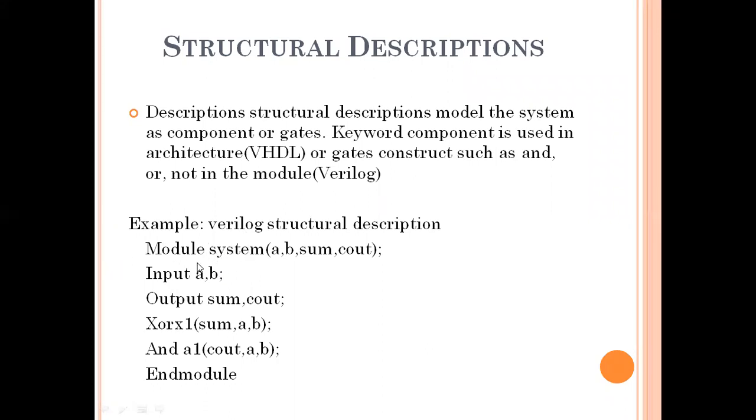Again, first write down the keyword module. This is the name of the structural description. This is the system, right? All the input and output signals, semicolon. A, B are declared as inputs and sum and C out signals are declared as outputs, right? Now first here, this is the component declaration, right? So this is XOR X1 sum A B. Here I have shown a very simple program, so this is only the component declaration, right? XOR X1 sum A B, and AND A1 C out A B. So this is the end module, right?